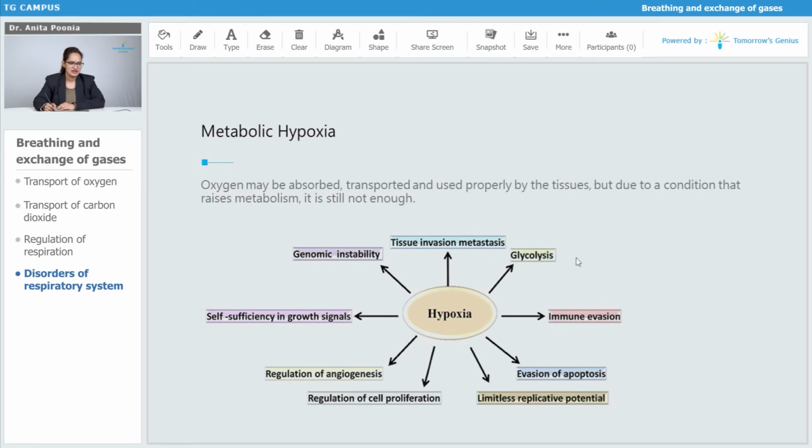So the various issues could be genomic instability, tissue invasion, metastasis, glycolysis, immune evasion, evasion of apoptosis, limitless replicative potential, regulation of the cell proliferation, regulation of the angiogenesis, or is it self-sufficiency in the growth signals?